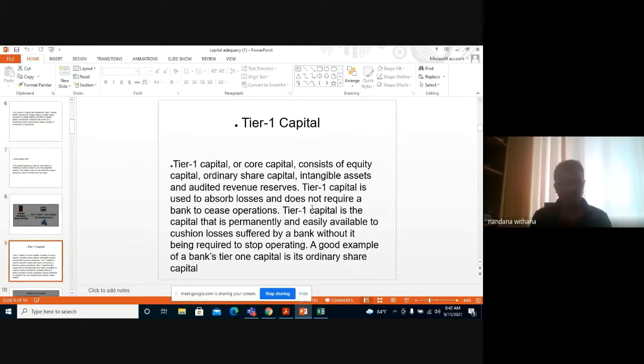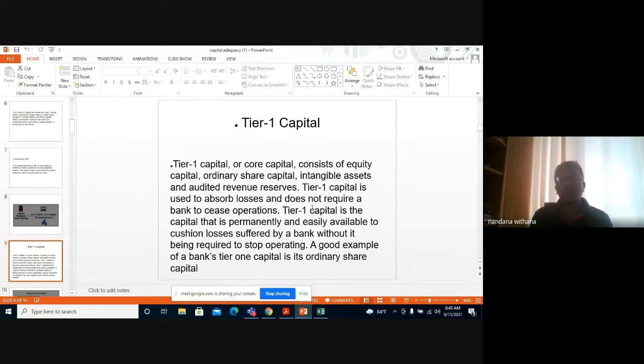We said that earlier. Core capital, or Tier 1 capital, ensures the bank can make losses but is still in business. Tier 1 capital is the capital that is permanently and easily available to cushion losses suffered by a bank without it being required to stop operating. So core capital is permanent capital, there until the business is liquidated. That's what your shares are. If you have purchased shares of a bank, you have contributed to the Tier 1 capital, and until the bank stops its business activity, your capital will be there.